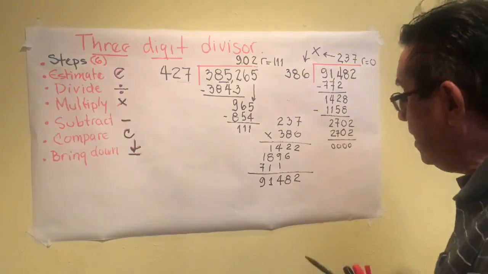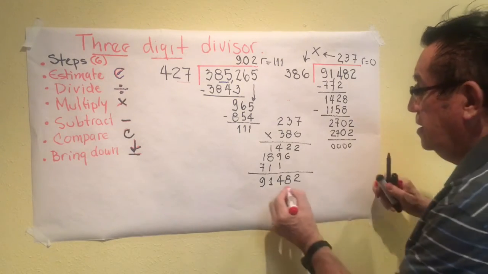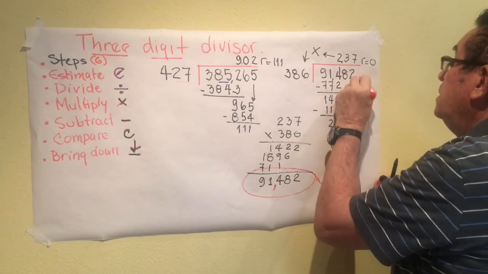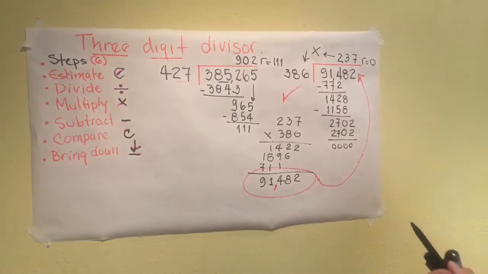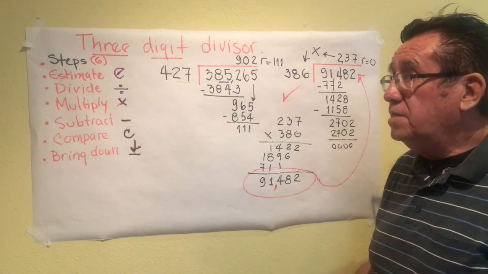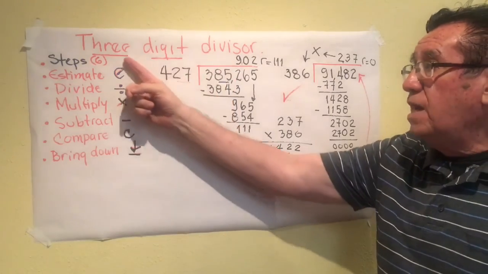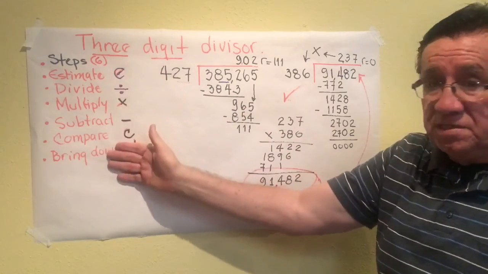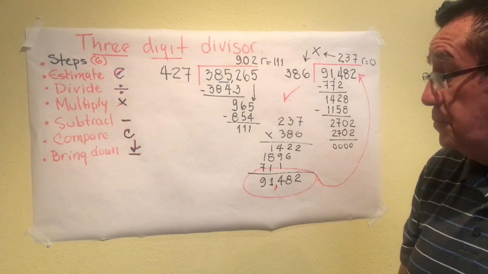Now let's compare. Well, we have 19,482, which is the same dividend. That means that we did it right. Okay? So this is the way you have to solve any division when you have divisors which have 3 digits, or 4 or 5 or whatever. Follow these 6 steps and then you will be completely finished in this operation.